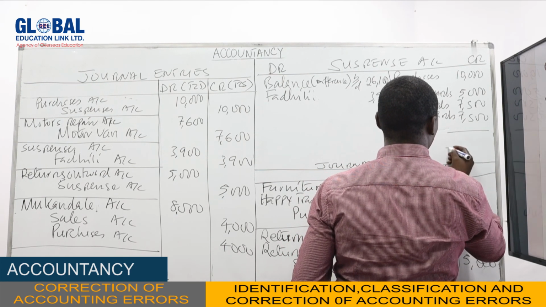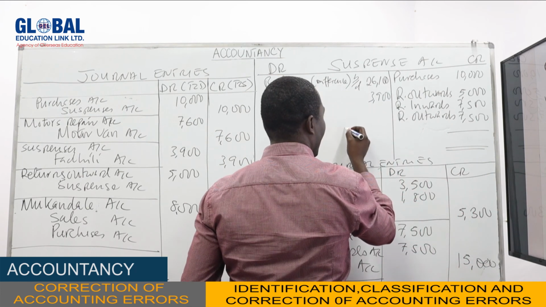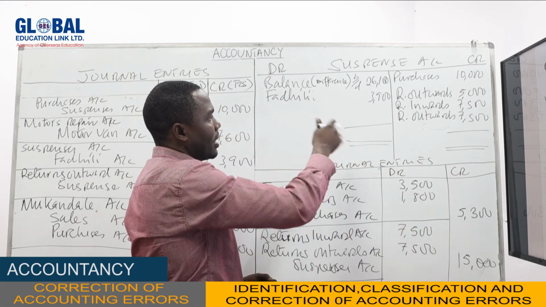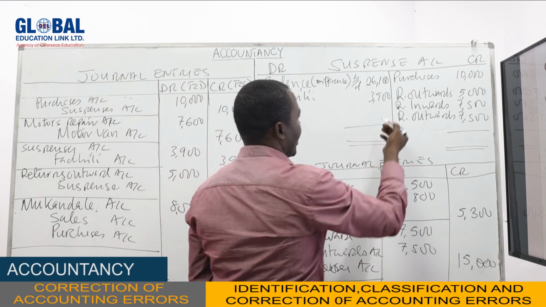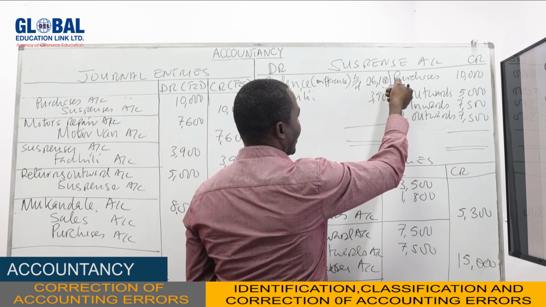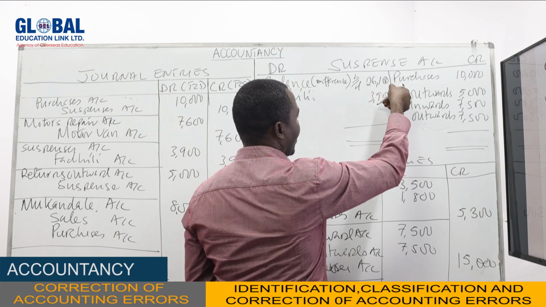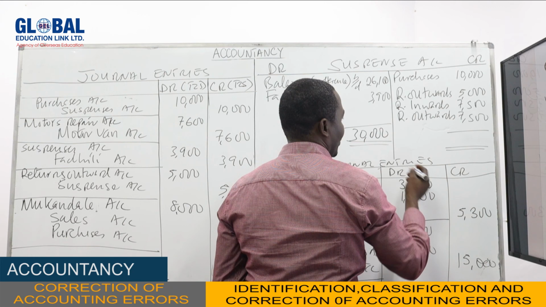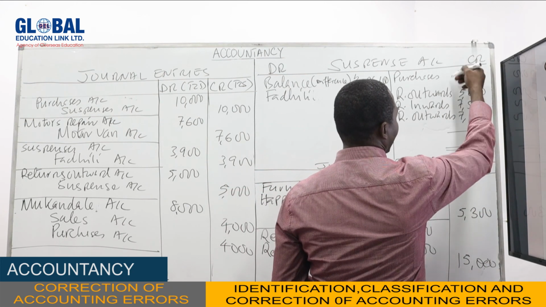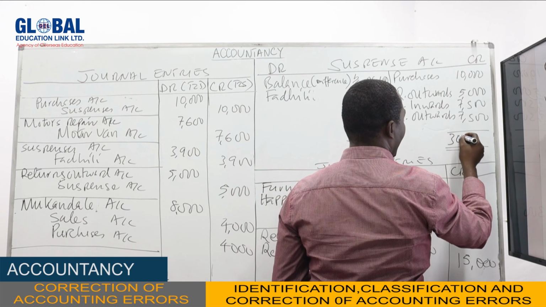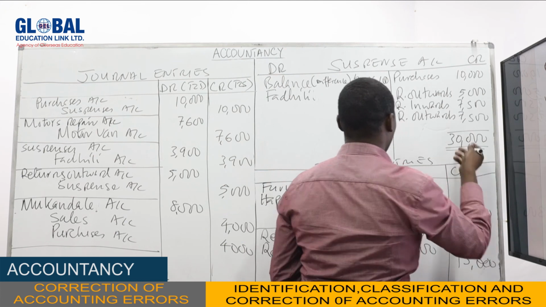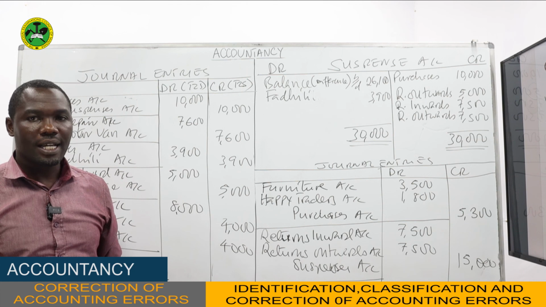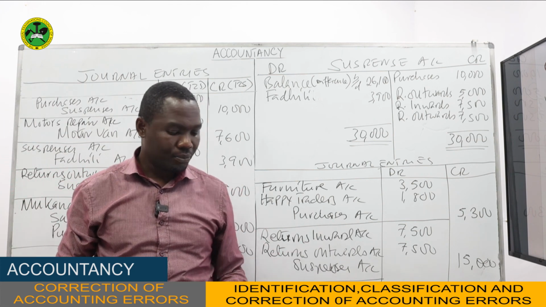So if we are through with our errors, we need to total the suspense to eliminate it. This 26,100, you add 3,900, you get 30,000. So this is 15,000 and this is 15,000, 30,000. So our trial balance has balanced and we have corrected our errors.